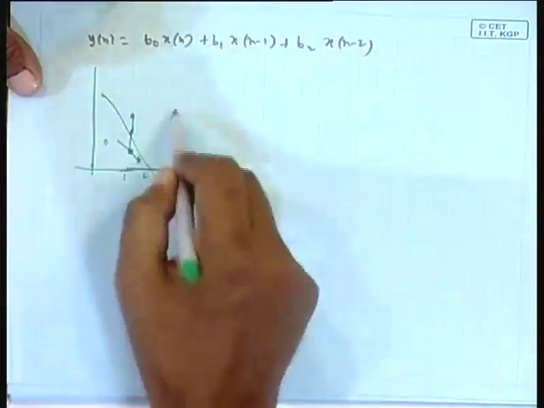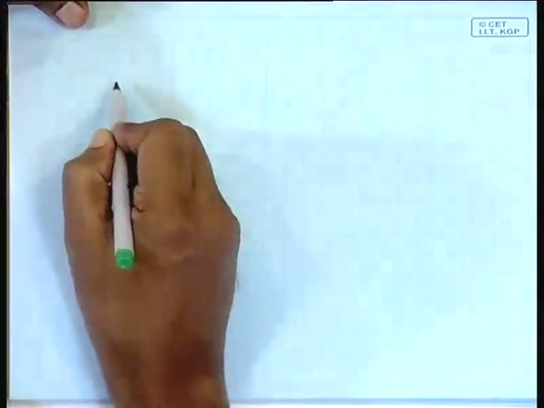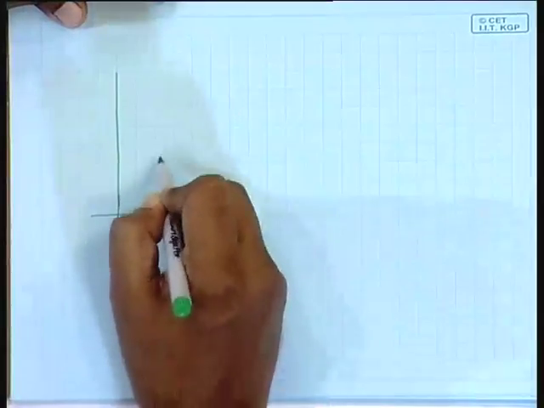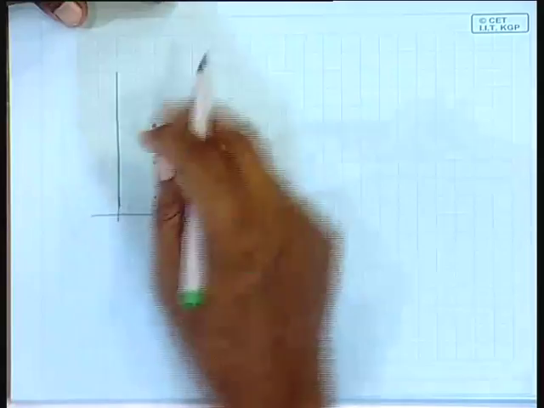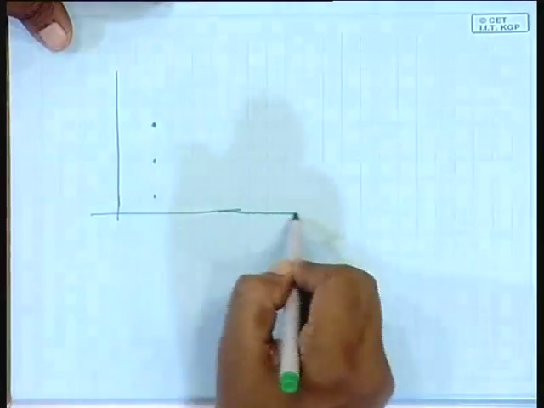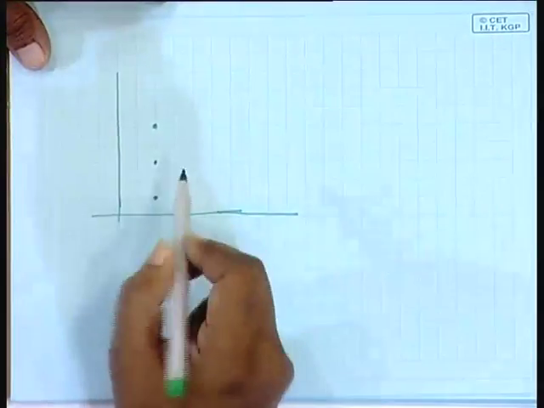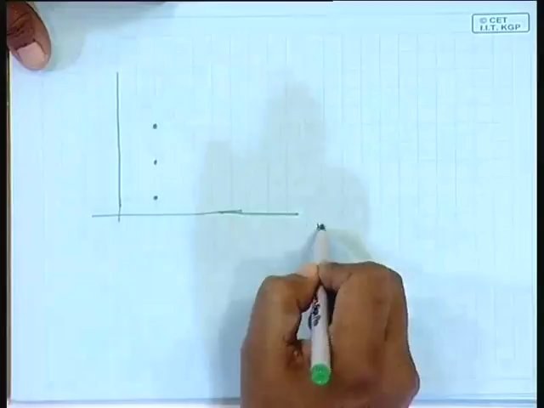This is getting somewhat clumsy. I go to the next page. Let me take a longer gap, this is coming too close, it becomes too congested. This is the n axis.